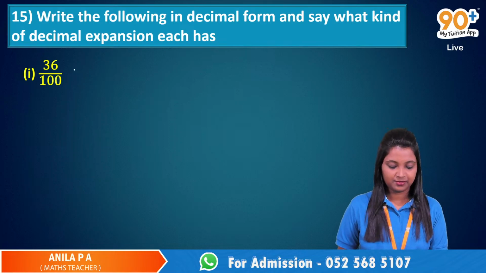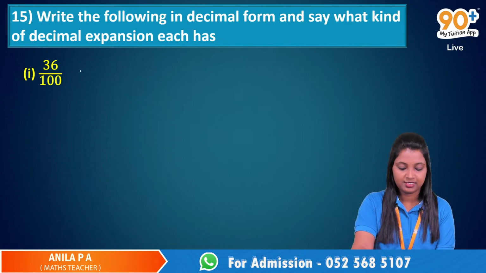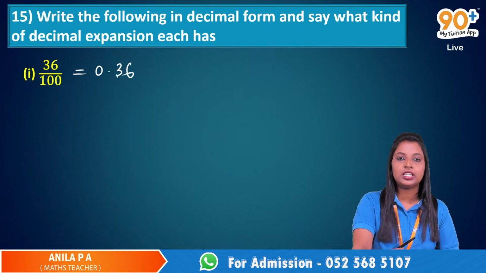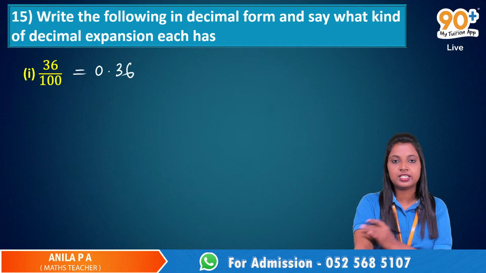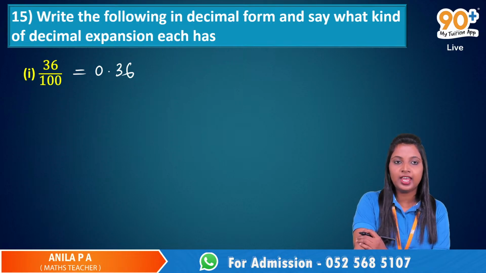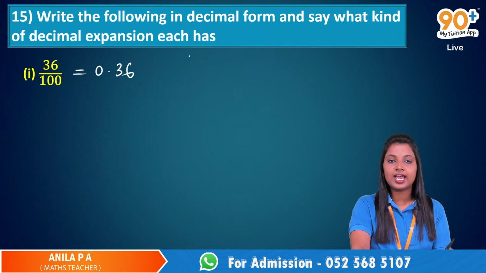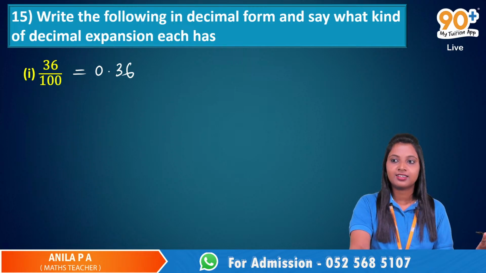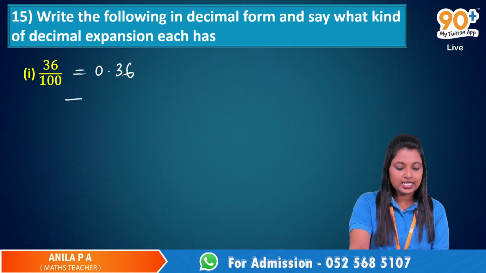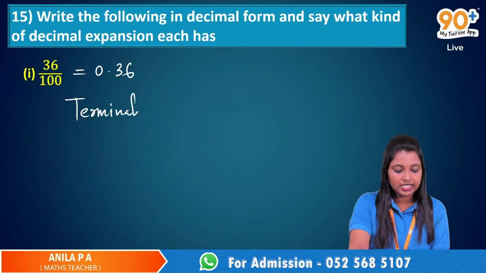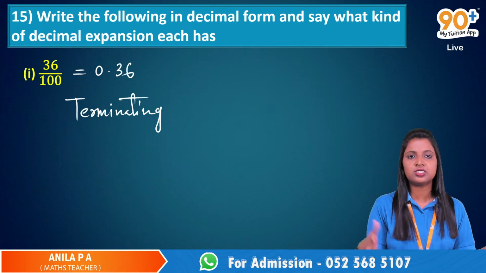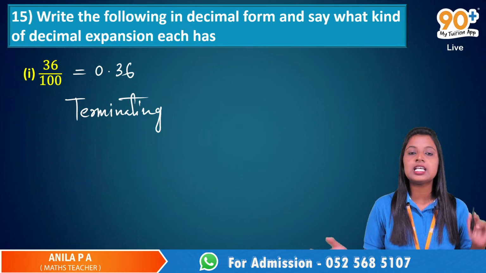So the easy method we can do is that 36 by 100 we can write as 0.36. Yes, this is equal to 0.36. 2 zeros, 2 decimal places. And what kind of decimal expansion does it have? Is it terminating, non-terminating recurring, or non-terminating non-recurring? It's terminating. Yes, very good. It is ending, right? It is just 0.36. It is not like 0.3666. So it is terminating.